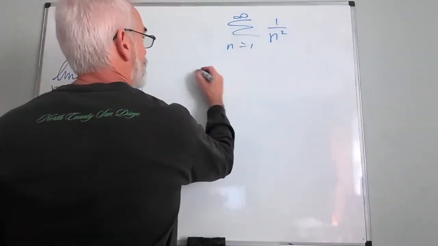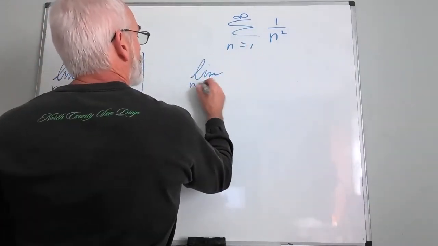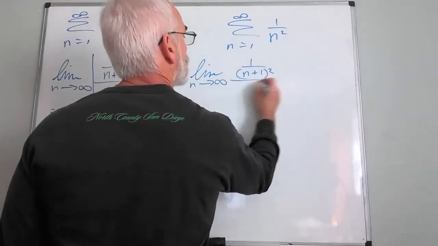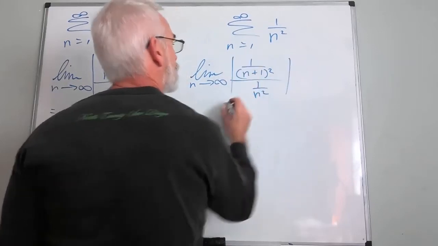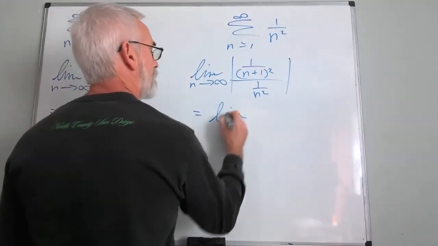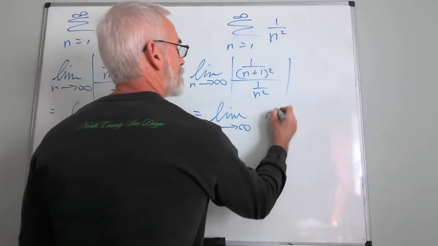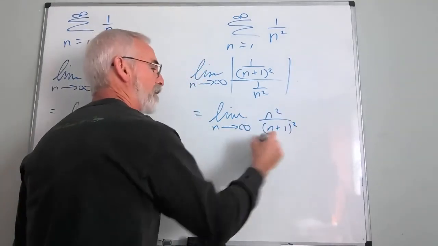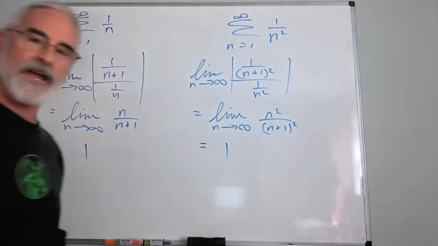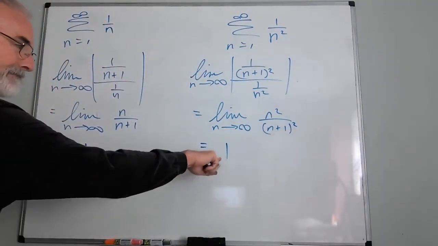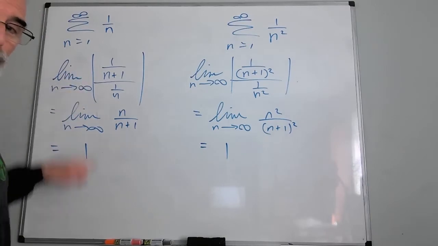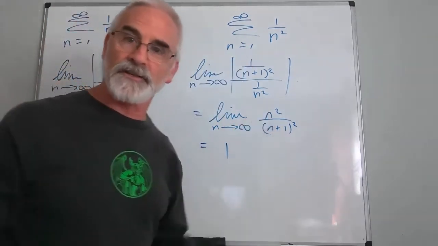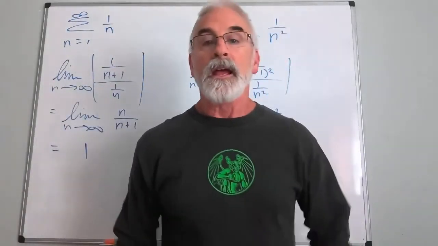Now let's do the ratio test on this guy. Same degree, leading coefficient is a 1, and I get a 1. Yay! This one diverged, ratio test 1. This one converged, ratio test 1. That's all I need to do. I don't need to do another example.